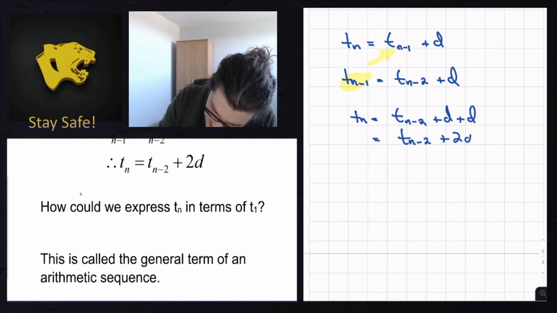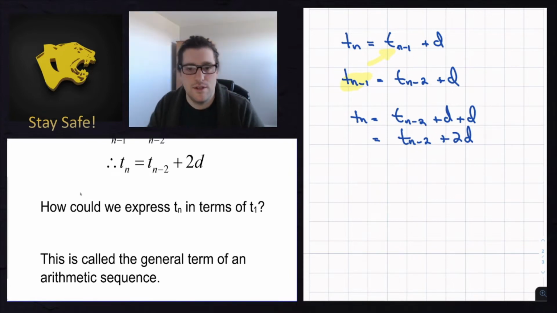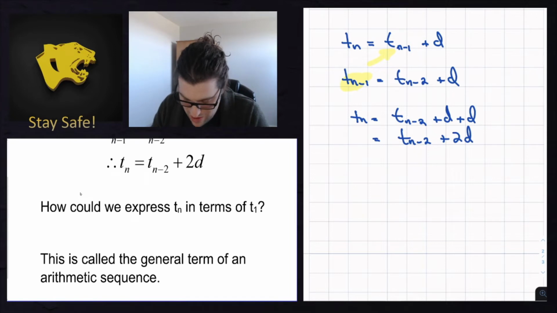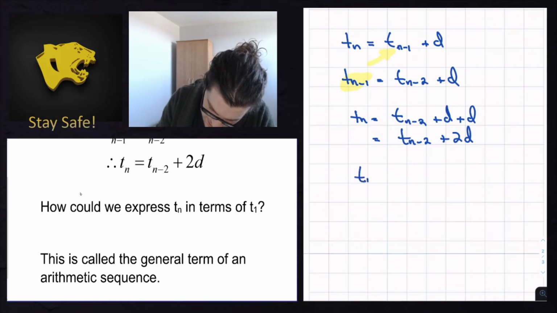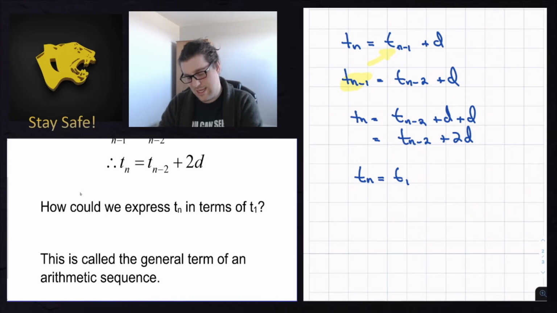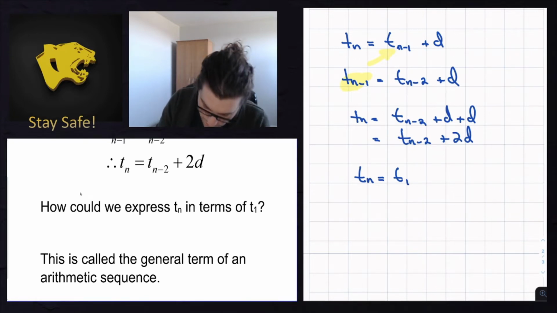So plus 2d. So it depends on how far back you have to go to get to T1. If the goal was to write down Tn in terms of T1, then can we do that? Well, the answer is yes. Maybe the n's might be throwing you off a little bit.